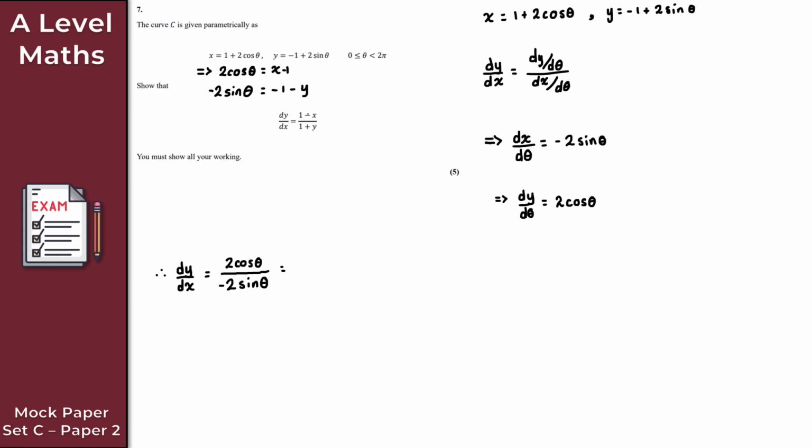Okay. So in that case, what I get here is 2 cos theta, which is x minus 1, all over minus 2 sine theta, which is minus 1 minus y. So minus 1 minus y. Perfect. Now, we're getting pretty close to what we want here, but it's still not quite right. So what do we do next here?